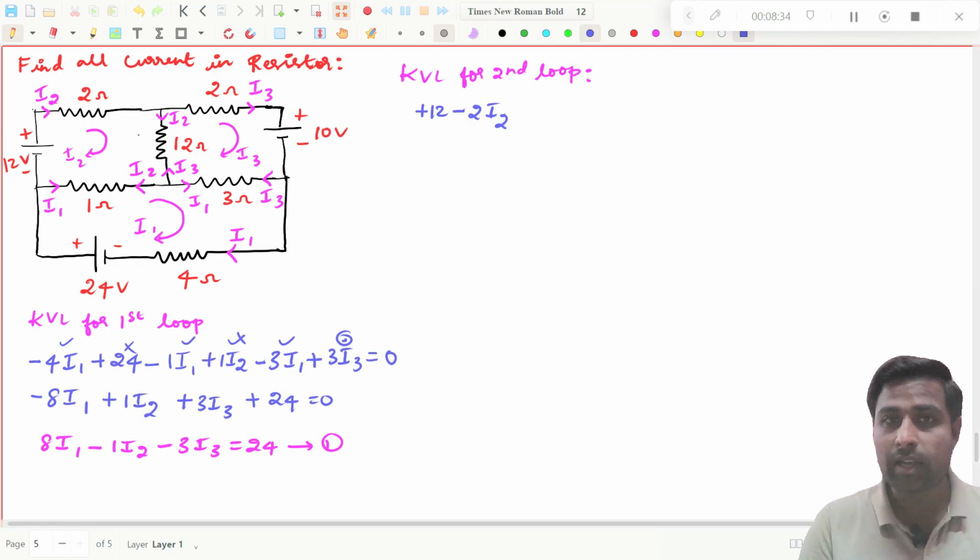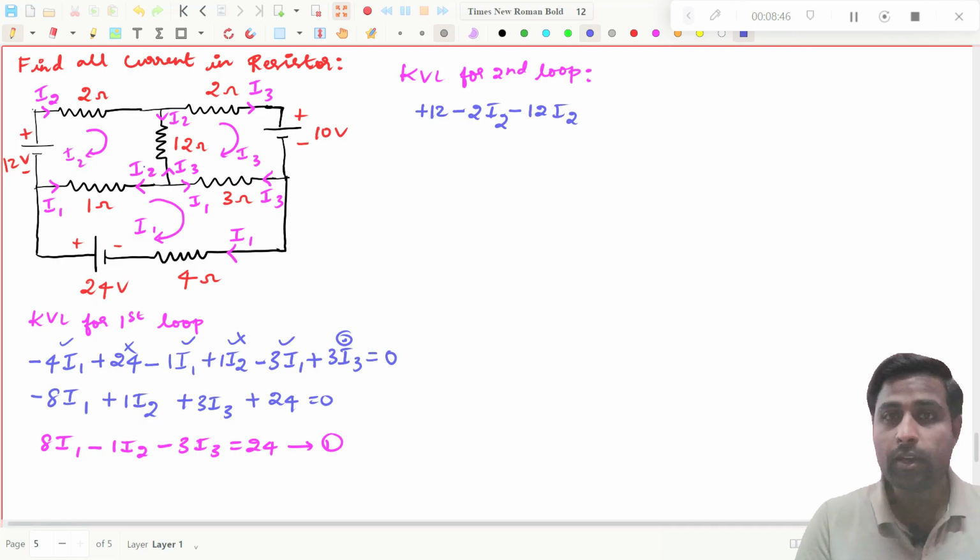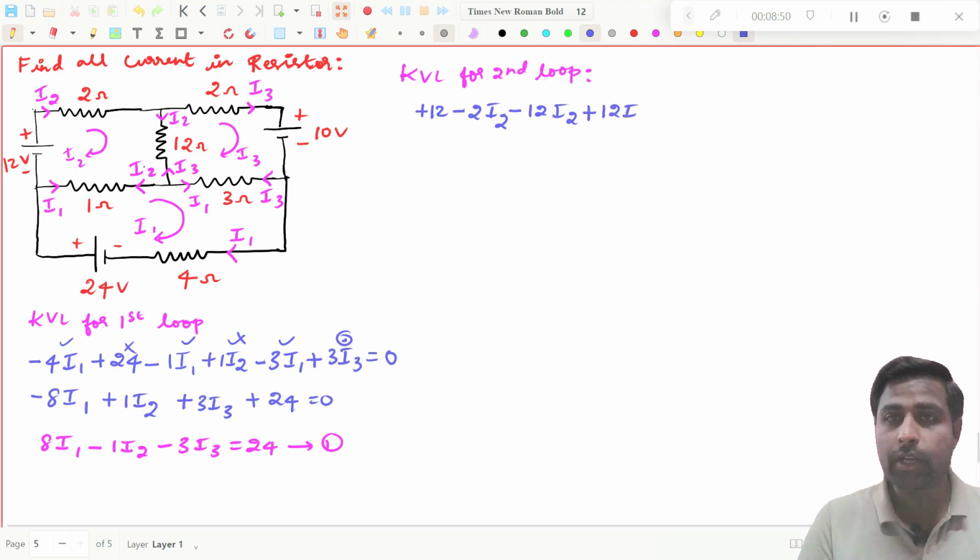So I will go fast now. This will be minus 12 into I2, and you see that I3 is coming in the opposite direction. I'm coming in this way, but I3 is coming opposite to me, so I have to put plus 12 into I3. Then I have to travel in this way. You see I2, again I am going in the same direction, so it becomes minus 1 into I2.